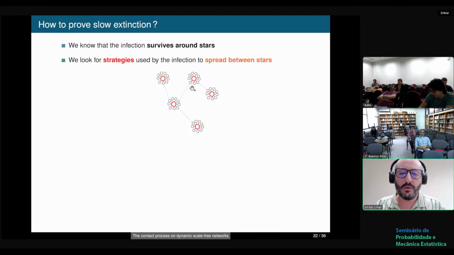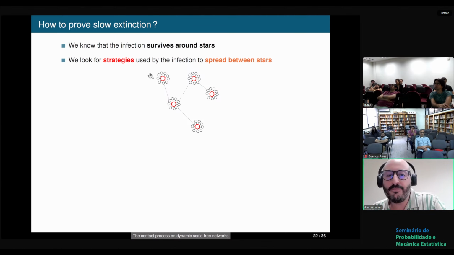How do we prove slow extinction? We know that the infection survives around stars. What we're going to do is look for strategies used by the infection to spread between stars. This is the main idea: to find how the infection goes from one star to the other, because now we don't have exponential survival, so these flares that you need, you don't have enough time to see them.